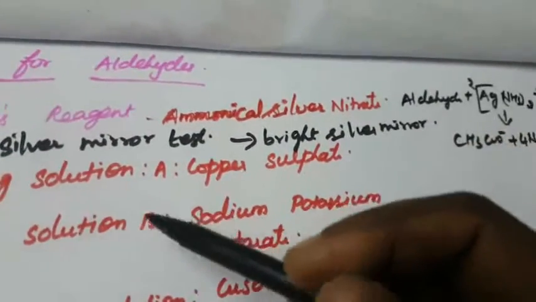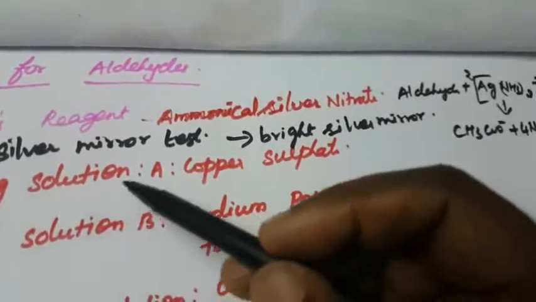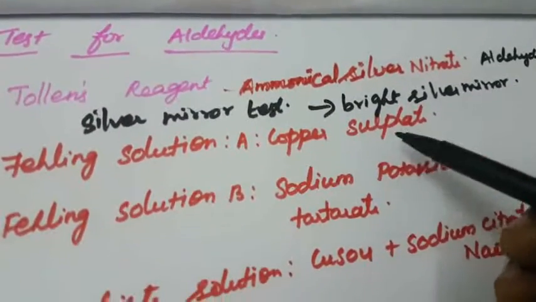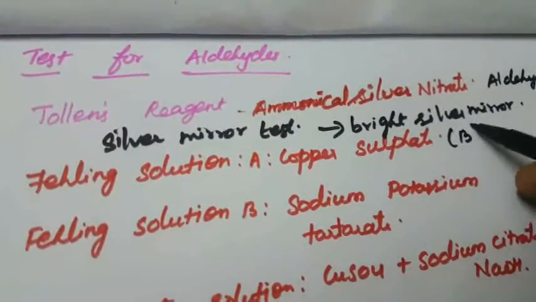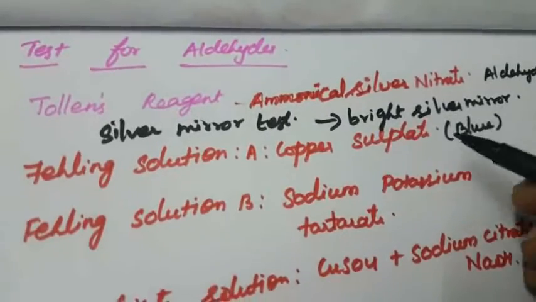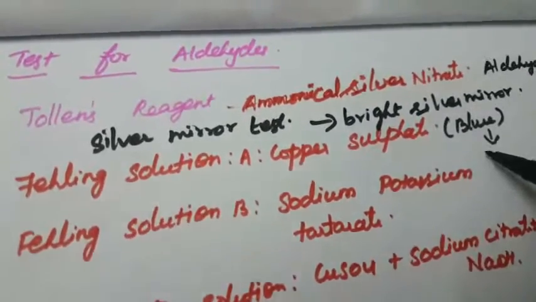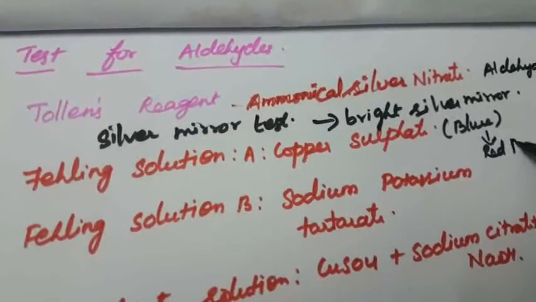Next one is the Fehling solution test. What is Fehling solution A? Copper sulfate. What color? The blue color. If aldehyde is present, the blue color turns into a red color, that is, a red precipitate. The blue color turns into a red precipitate.